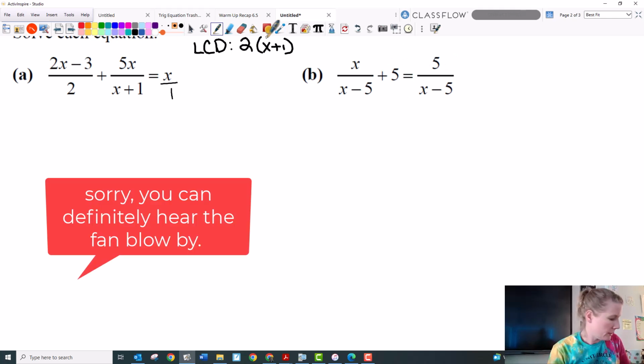And we're going to multiply the least common denominator on all the top. So I'm going to write the whole thing out.